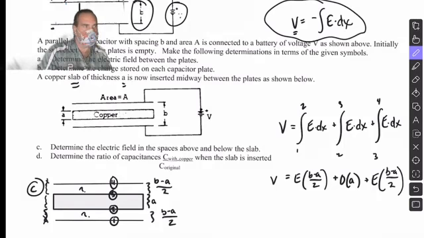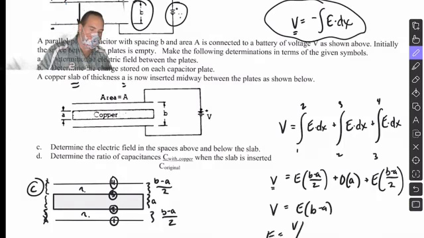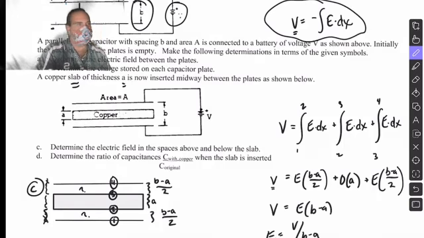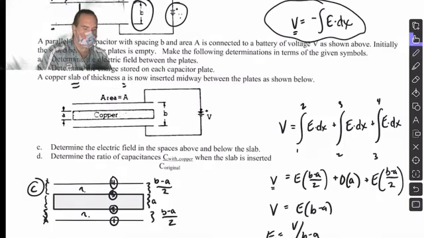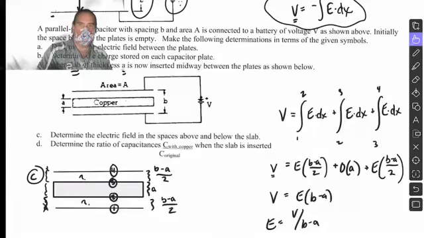So I've broken it up into 3 parts. The electric potential is what was applied. So this is going to be E times (B minus A) equals V, or E equals V over (B minus A). So that's probably how I would do it if I was trying to explain it. Okay?